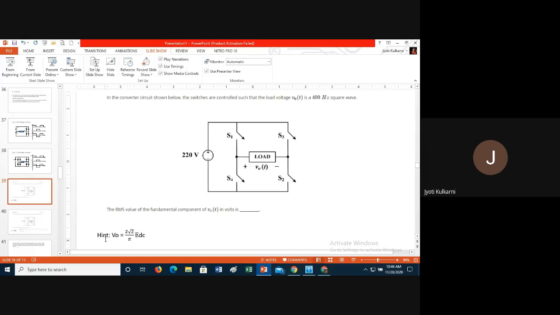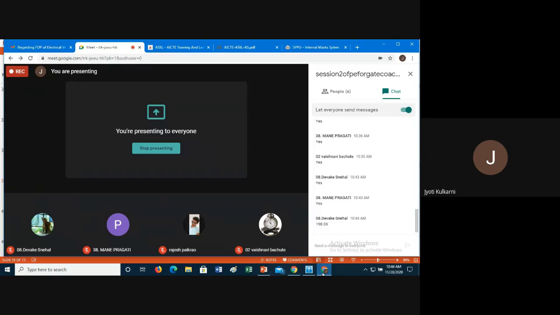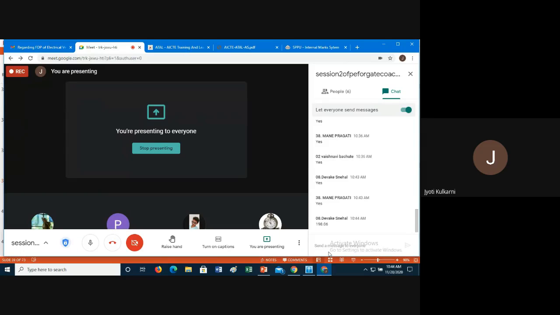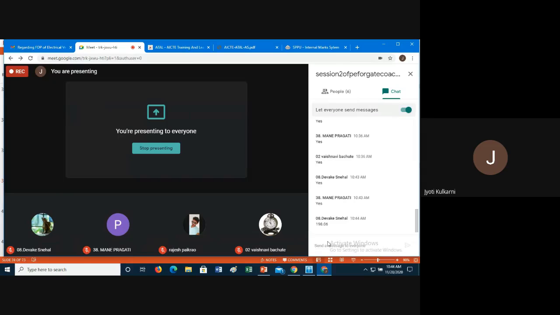How much is the answer? 2 root 2 by pi into EDC. Yes, anybody can calculate and type the answer. Very good, 198.06. Snehal has given the answer. Very good. Anyone else? In power electronics, it is better if you take your notebook and calculate with it. Yes, very good, Pragati. So Pragati and Snehal both have calculated. I hope Rajesh will also calculate and Vaishnavi will also calculate. Okay, so the answer is 198.06.